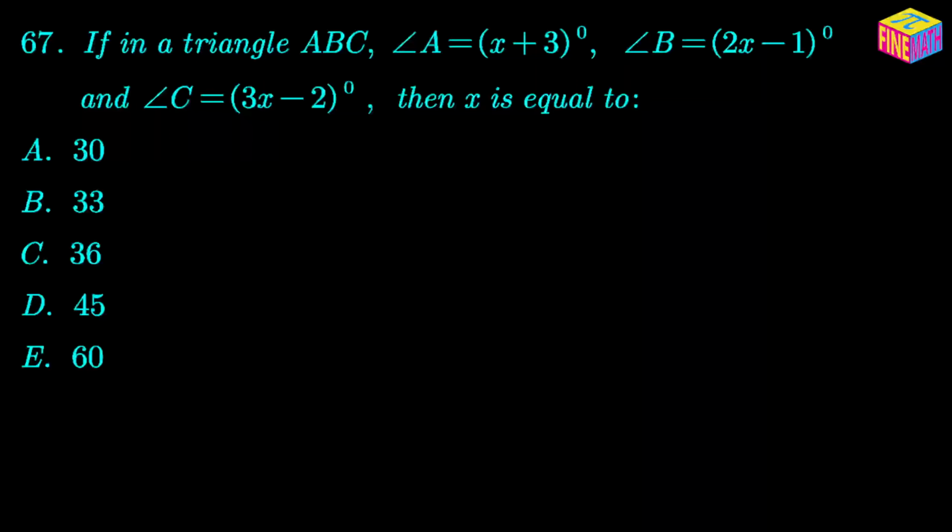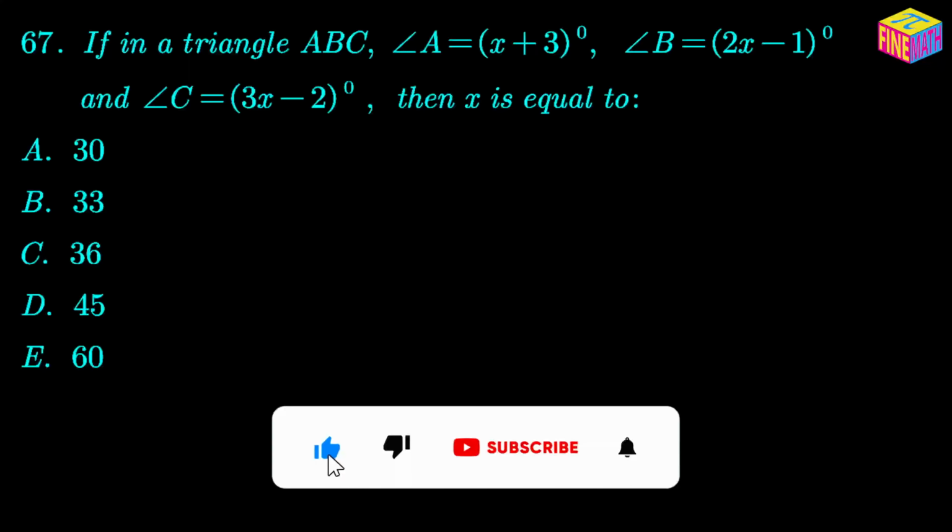So let's get started. Here the question says that if in a triangle ABC, angle A is equal to x plus 3 degrees and angle B is equal to 2 times x minus 1 degrees and angle C is equal to 3 times x minus 2 degrees, then x is equal to which of the following 5 options, right? So we have to find out the value of x.